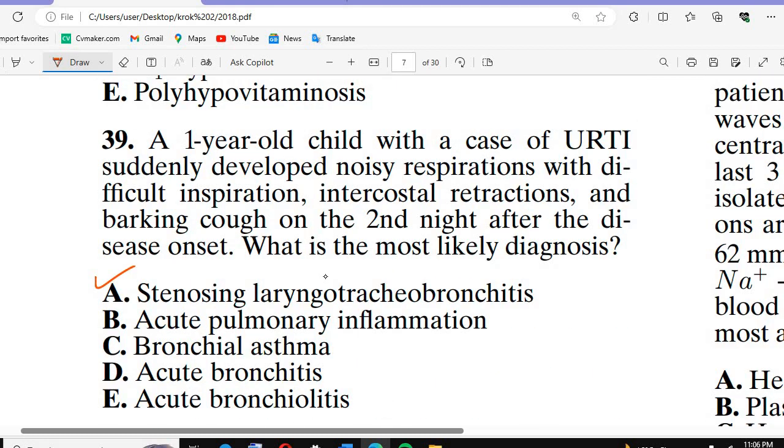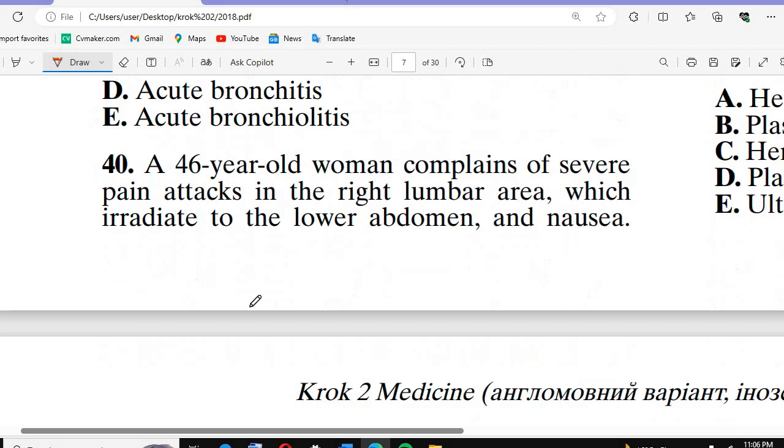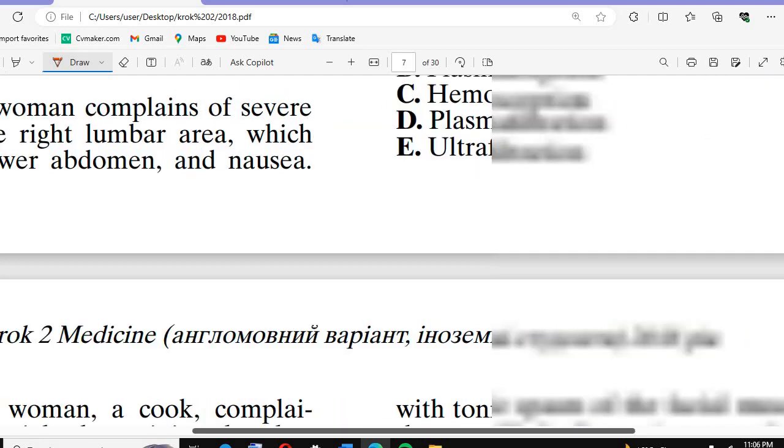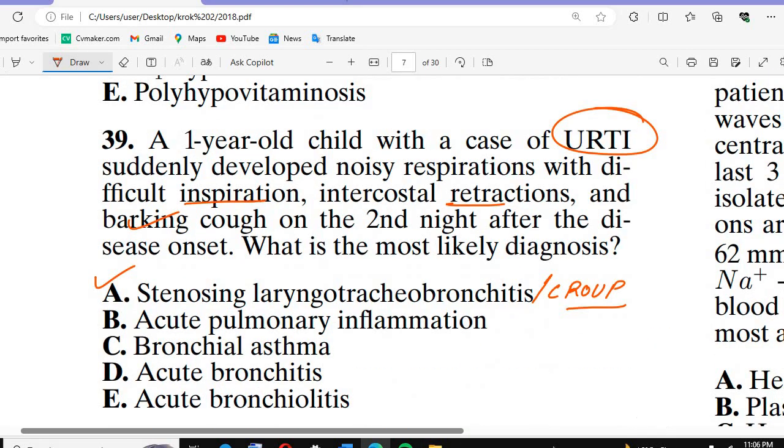Laryngotracheobronchitis, the other name of this condition, is croup, caused by the parainfluenza virus. It is an upper respiratory tract infection, and what we see is difficult inspiration, intercostal retraction, and a barking cough, which is what we call stenosing laryngotracheitis. Then after that, question number 40.